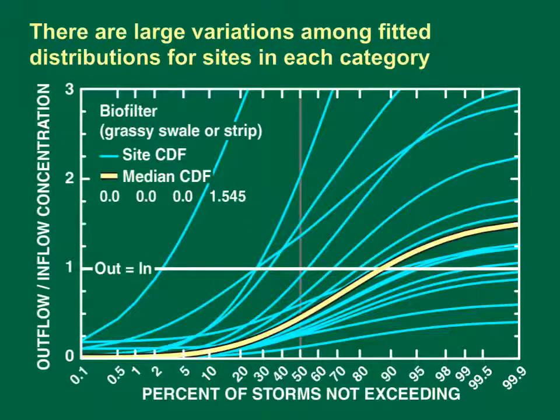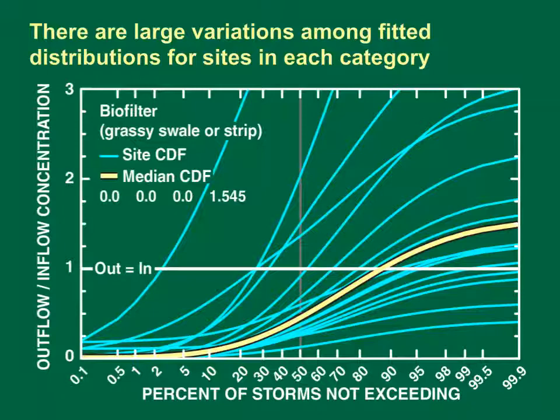This graph shows the fitted cumulative distribution functions, CDF, for the trapezoidal distributions for suspended sediment concentration reductions at 17 swale monitoring sites and the distribution that would occur if the median of each statistic were selected. There are large variations among the distributions among sites in all the categories. The vertical axis is the concentration reduction ratio on a linear scale. The horizontal axis is a probability scale indicating the percentage of storms with concentration reductions that are less than or equal to a given value.